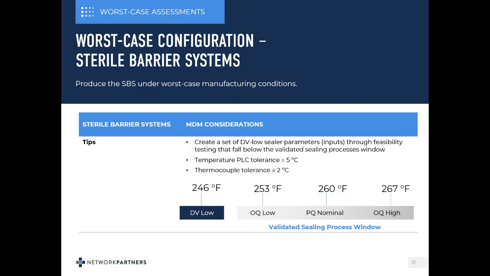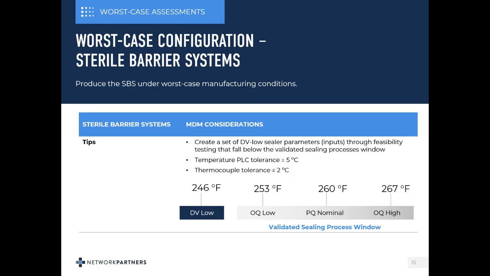All right, and this is where this example here is where I go, what I used to do. It's a very conservative approach here. So this is another tip for your consideration: creating those DV low parameters. And if you look at the way I have this bar set up down here, it goes OQ low, OQ high, and PQ nominal. So I made it very simple, okay?